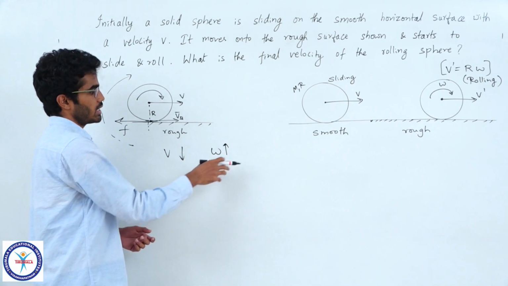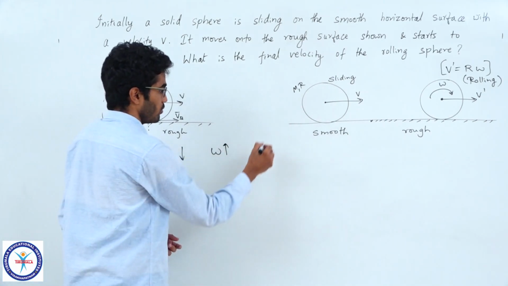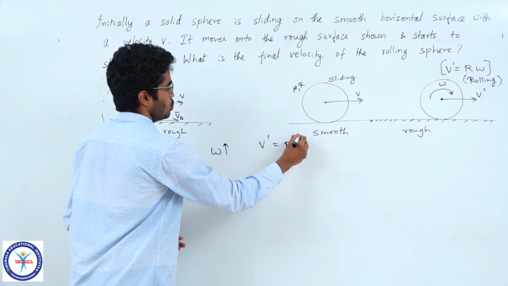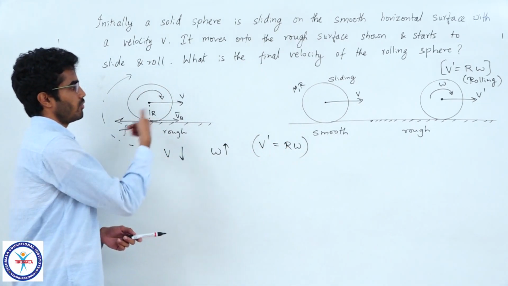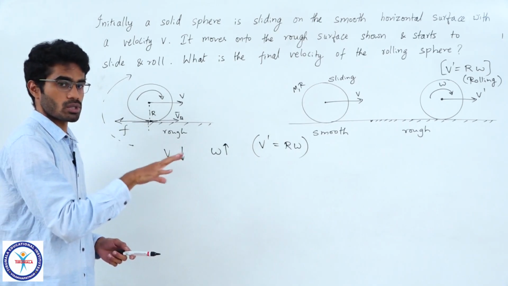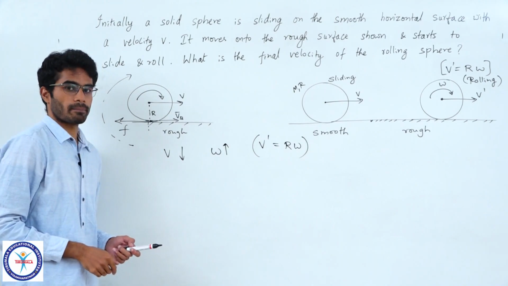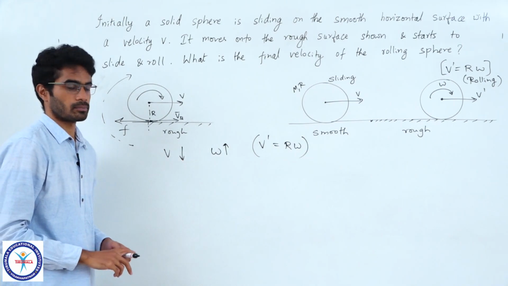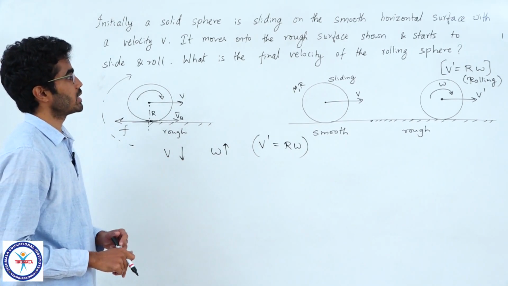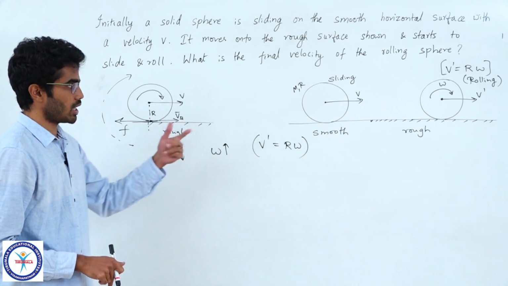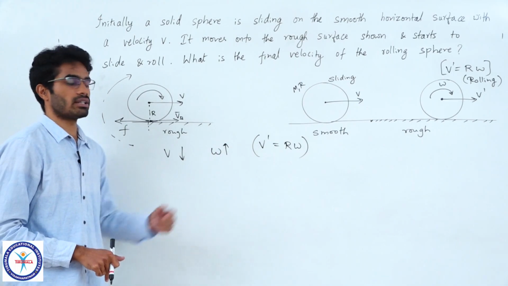So, V goes on decreasing and omega keeps on increasing, and when these two match, when the velocity of the object reduces to such a point that it is matching with r omega, it performs pure rolling. So, our question is, we have to find the final velocity of the rolling sphere. So, when it starts to roll, we have to calculate that final velocity.